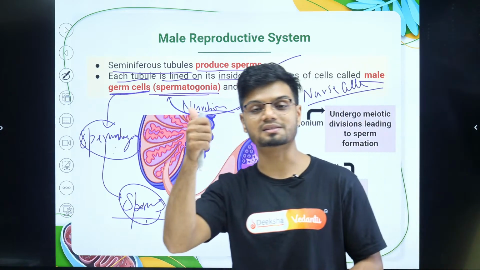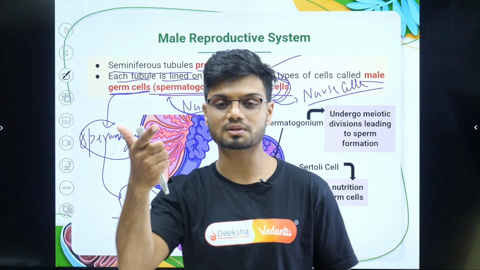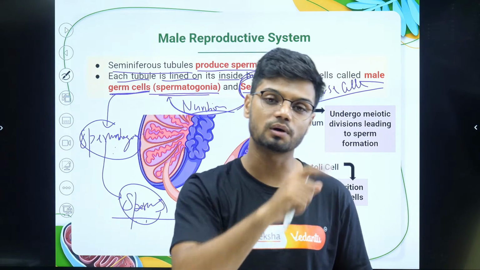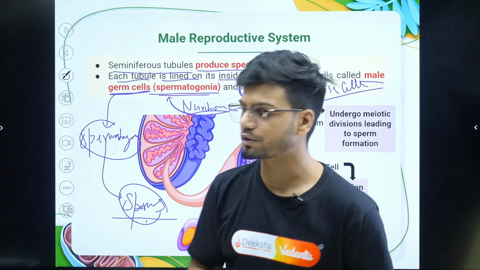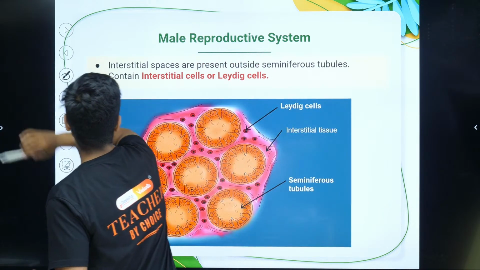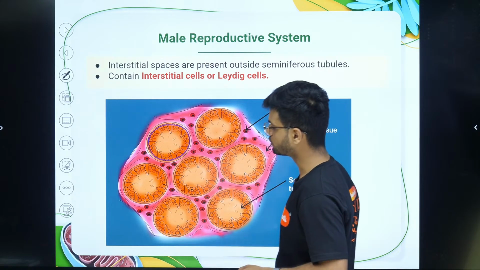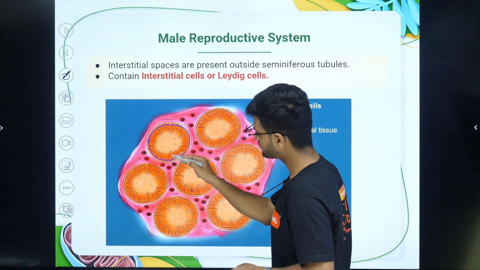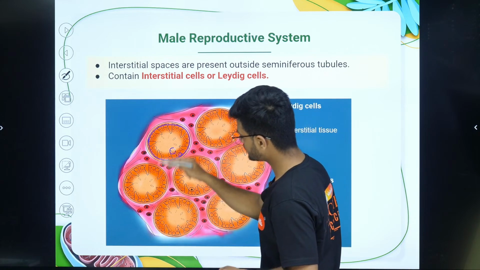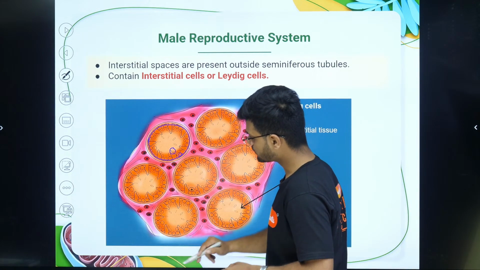Inside the seminiferous tubule we have two types of cells. One is the Sertoli cell, the second one is the germ cell. Male germ cell gives rise to the sperm. Sertoli cell provides the nutrition. Now this is your Sertoli cell. Inside the seminiferous tubule there are Sertoli cells, and you also have male germ cells. But what about this area?